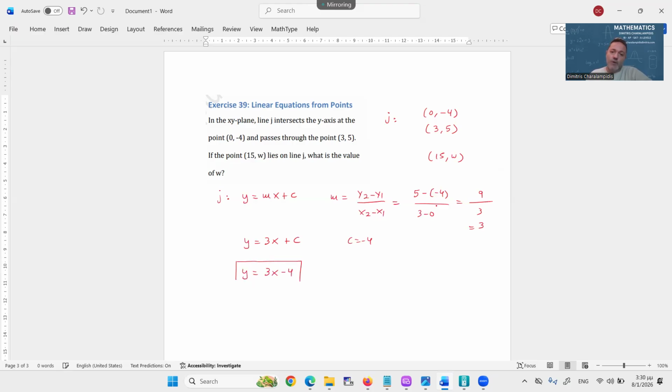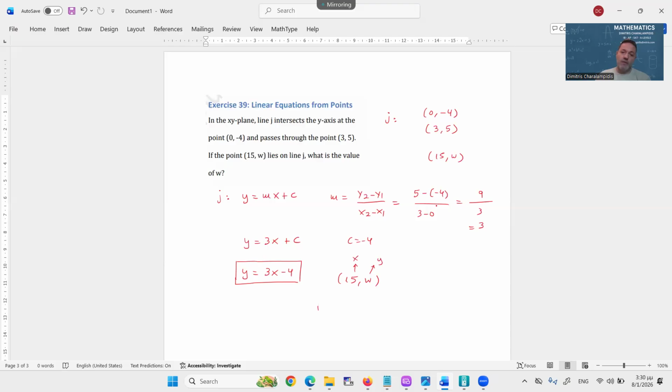Now, we also know that the point with coordinates (15, W) lies on that line. And we should know, all of us, from theory, that a point lies on the graph of a function in general, or on the graph of a line, when the coordinates of that point satisfy that line's equation, which means that if I simply apply 15 instead of x and W instead of y, since we know that this point lies on that line, whatever we get will be a true statement.